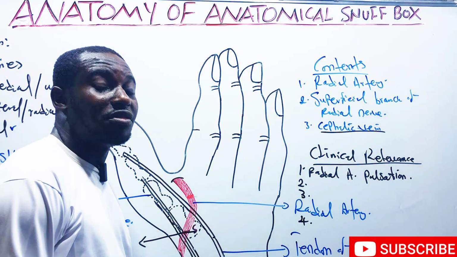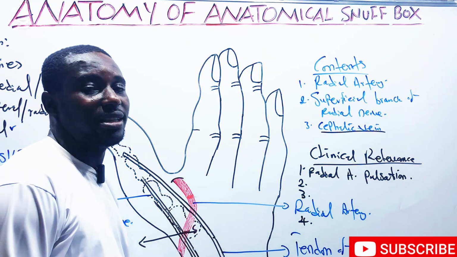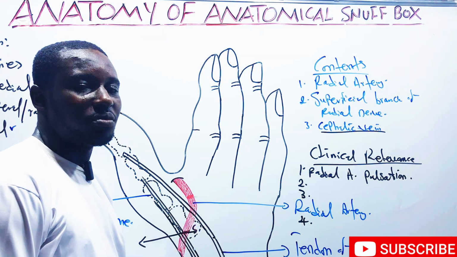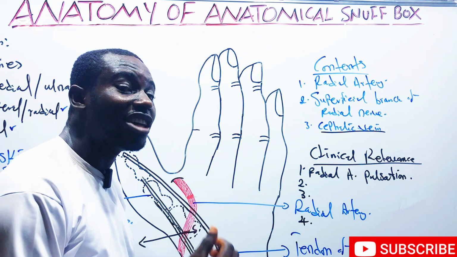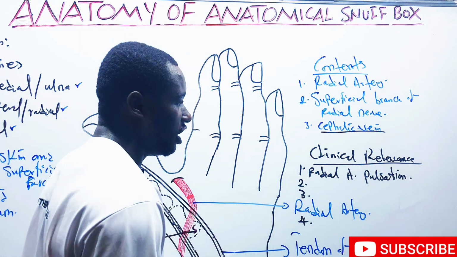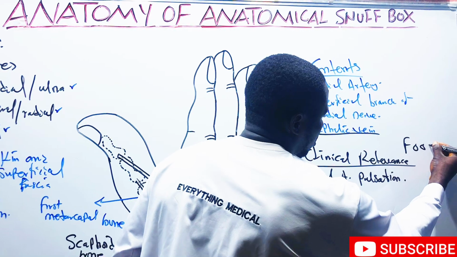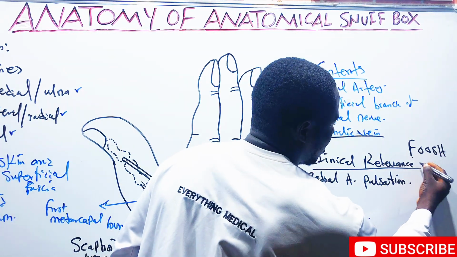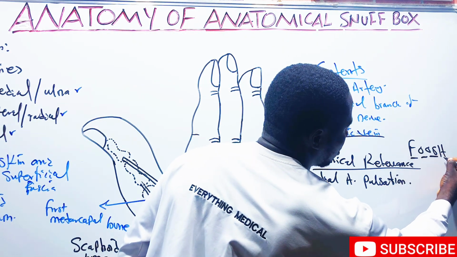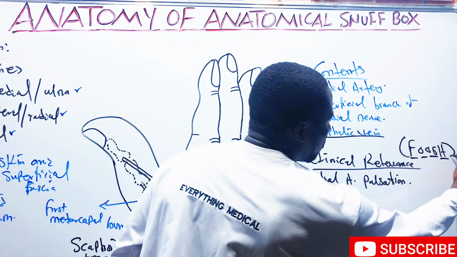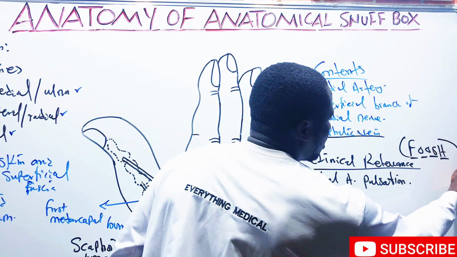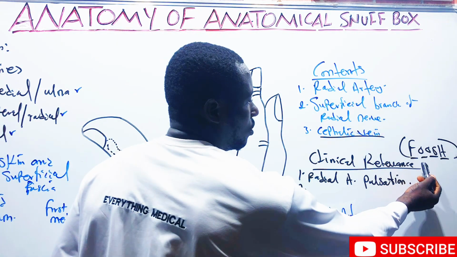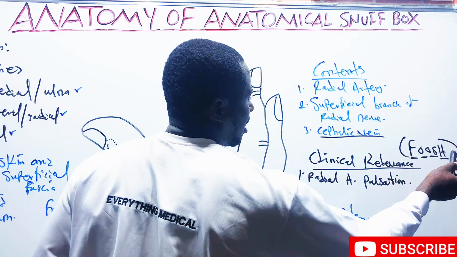The scaphoid bone, as I've said previously, is the most commonly fractured carpal bone. And what causes the fracture? It is a fall on an outstretched hand, that is FOOSH. Fall on outstretched hand. So this is the mnemonic to remember what causes the fracture of the scaphoid bone: fall on outstretched hand.